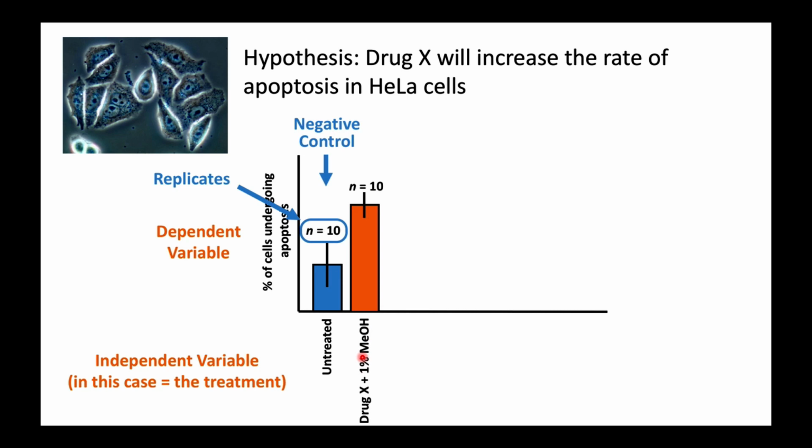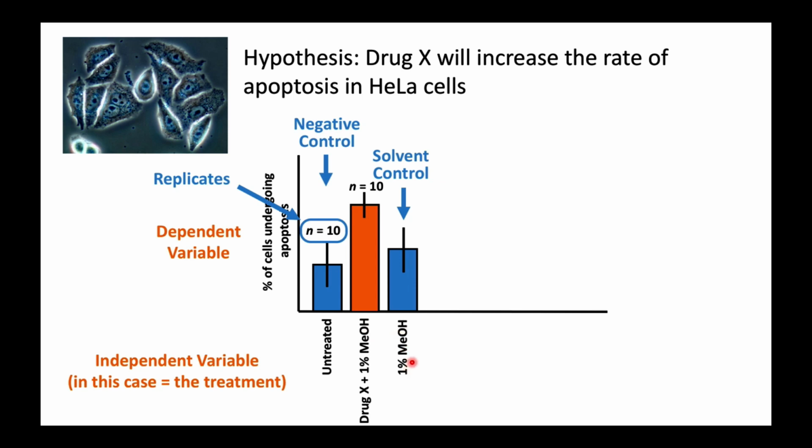So another thing that we probably ought to do is to include what in this case would be a solvent control. So we need to say, well, what happens if I just add the equivalent amount of methanol? Okay, so if your treatment comes in combination with anything else, then you need to be able to design it so you can separate those two out.